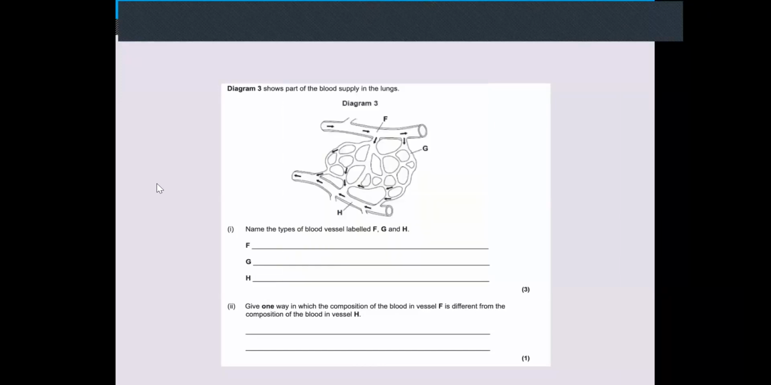Let's go to question double I. Give one way in which the composition of the blood in vessel F differs, and that's what we answered, about the difference of the component in arteries and veins. Now we have covered the presentation of today. Let me share with you one or two of the exam questions we might answer, and we will continue answering this next time.